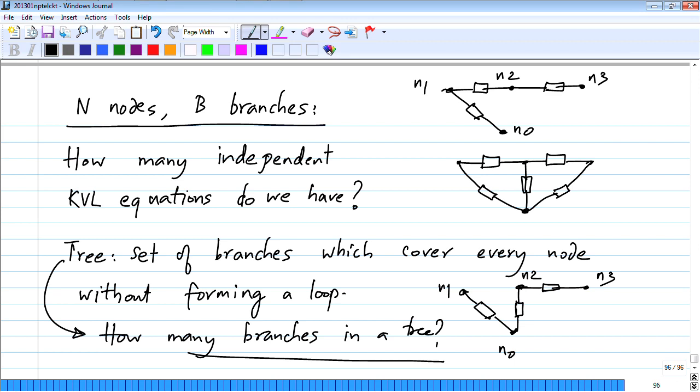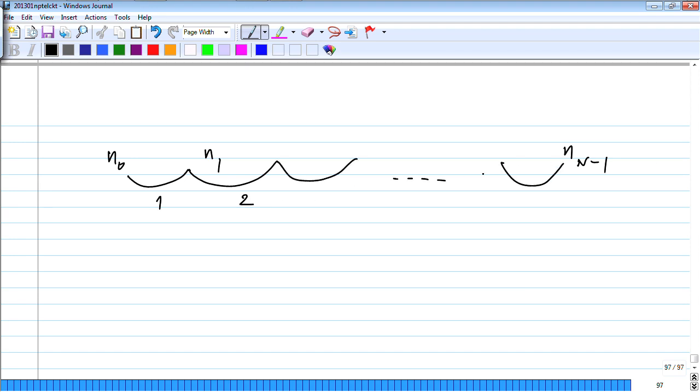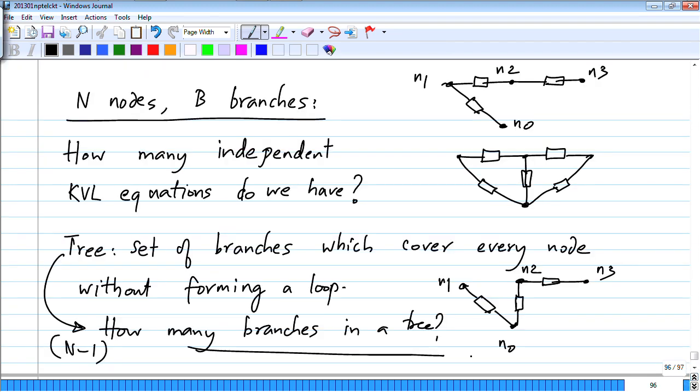I think most of you are able to get it correctly. There will be n minus 1 branches, because if you have n nodes, that is n0, n1 up to n minus 1, you will have one branch from n0 to n1 and another from n1 to n2 and so on. Okay, and you need n minus 1 branches to form a tree. I think most of you have got this correctly.